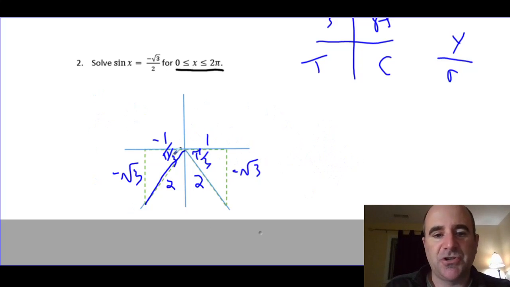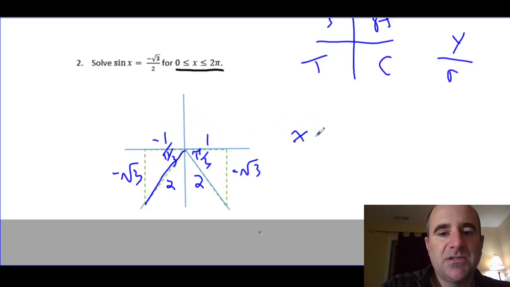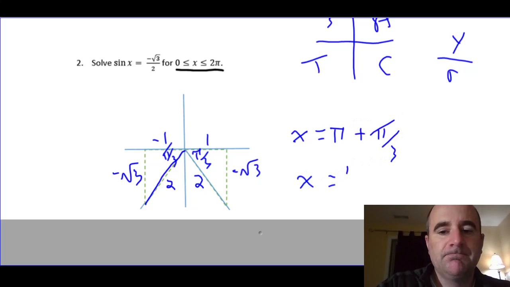If it wasn't a special triangle, you'd have to solve using a calculator to figure out what that angle might be. So if this is pi radians, then this angle here is measured all the way from here, so it goes all the way around. One possible answer is pi plus pi over 3, which is 4 pi over 3.